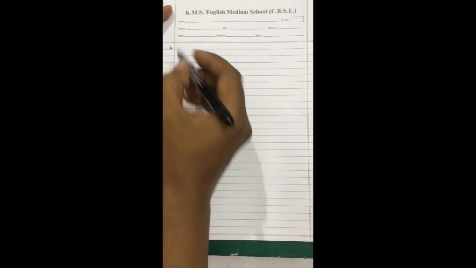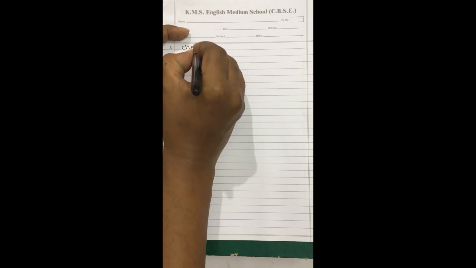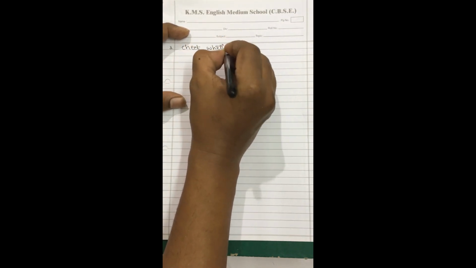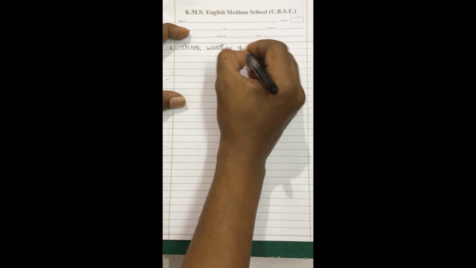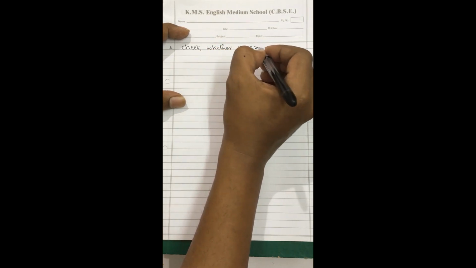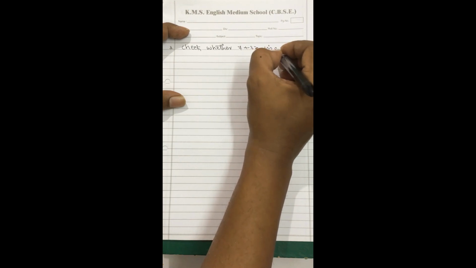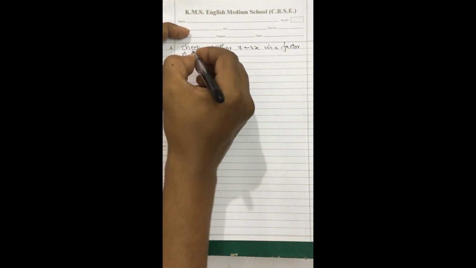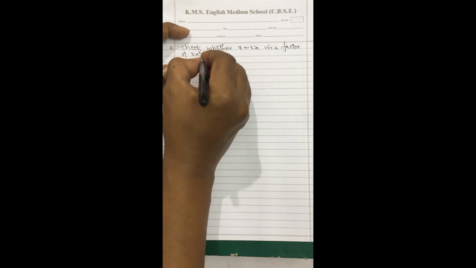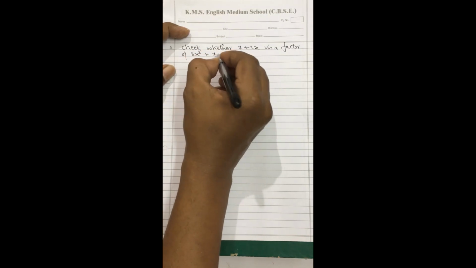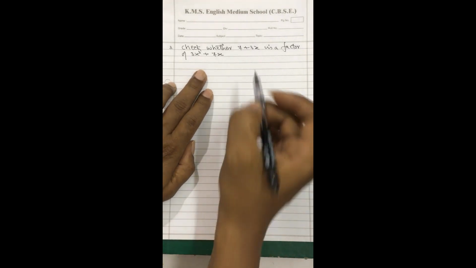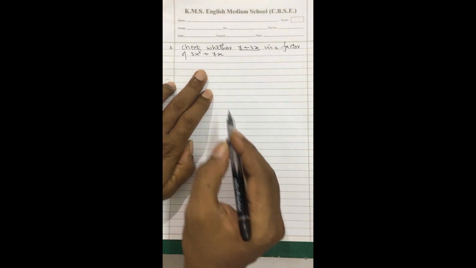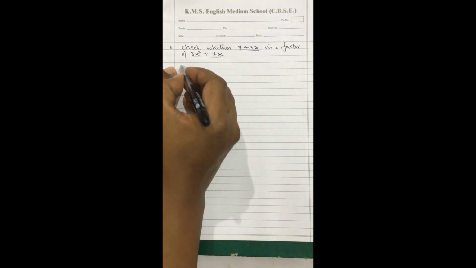Now the third question, which is the last question of this exercise: check whether 7 plus 3x is a factor of 3x cube plus 7x. See, basically whether this is a factor is what we have to check. So basically this is going to be the dividend.